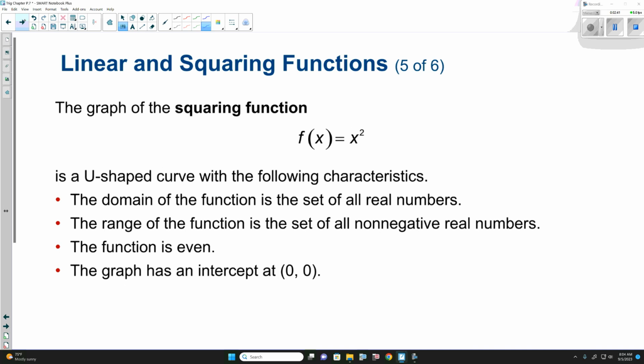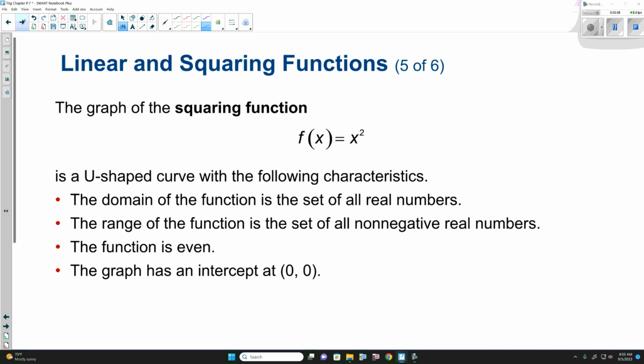Squaring function, our quadratics, f of x equals x squared. Whenever we have a power of 2 connected to the variable, we call it a quadratic. Questions on this here. And they do have these characteristics. It's normally a U-shaped curve. The domain's all real numbers. The range of the function is a set of non-negative real numbers. The function's even, and the graph has an intercept at 0, 0. That's just for this one here.